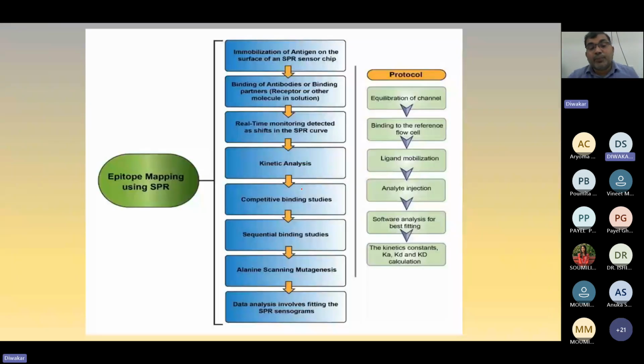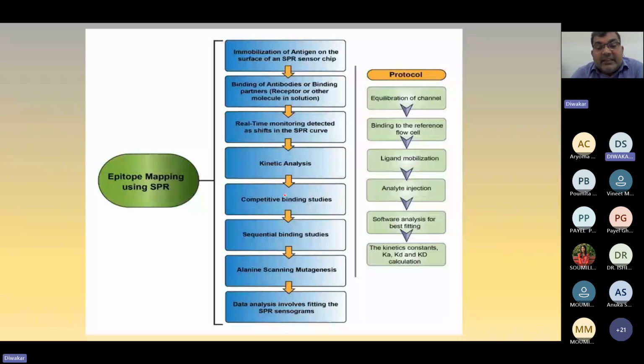Suppose we have taken the epitope mapping using the SPR analysis. What is the process for the analysis or screening of the epitope mapping using the SPR? Initially, we need to immobilize the antigen over the sensor chip of SPR. Then allow the binding of the antibody or other partners over the sensor chip. Then real-time monitoring through the instrumental setups and kinetics analysis. Kinetic analysis is a different process. We can further discuss it in the next slide.